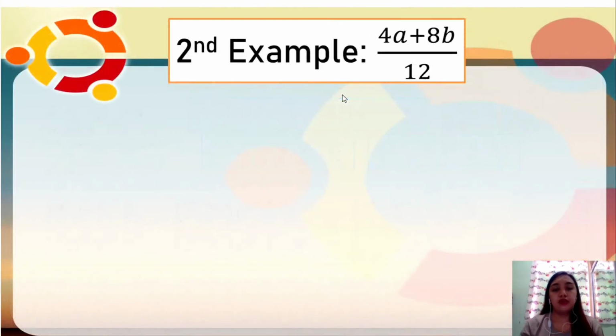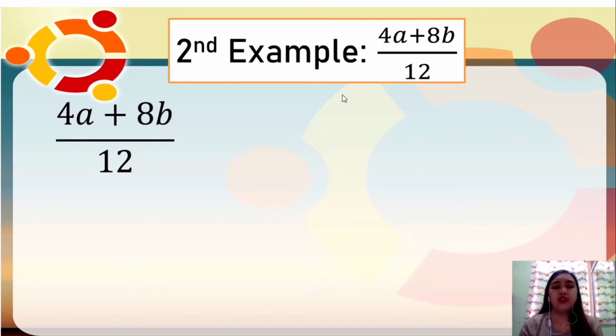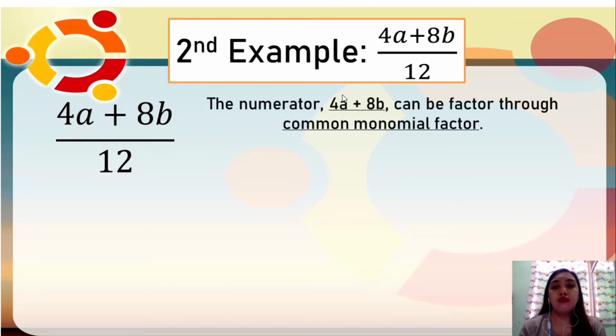Next example. So, you were given 4a plus 8b over 12. Again, let us analyze the numerator. So, anong klaseng factoring ang gagamitin natin sa numerator? So, you were given 4a plus 8b. So, pwede nating i-factor yan through the use of common monomial factor. The first type of factoring.